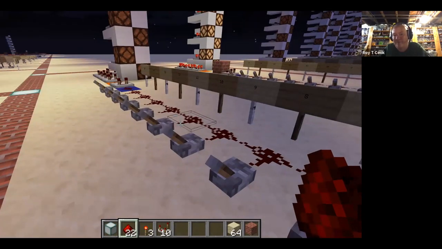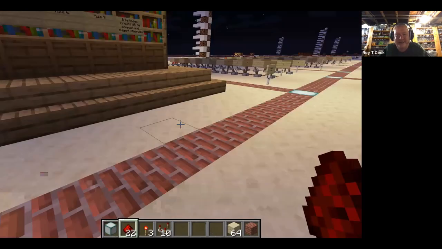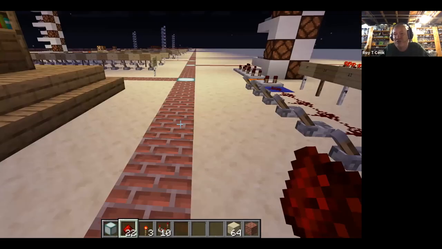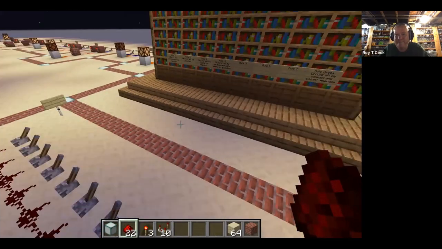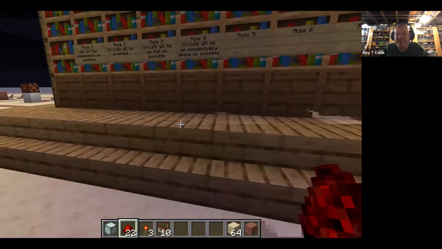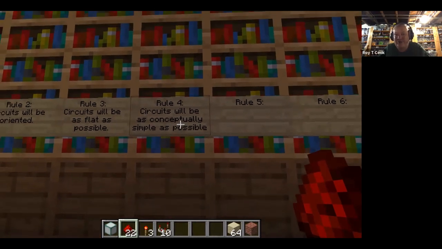They're not going to be perfectly 2D flat. I'm going to have to do a little bit of up and down, and we'll see why that is in a few minutes. But again, this is just so we can fly over it and really clearly see what's going on. Okay. And finally, circuits are going to, for the most part, be as conceptually simple as possible.